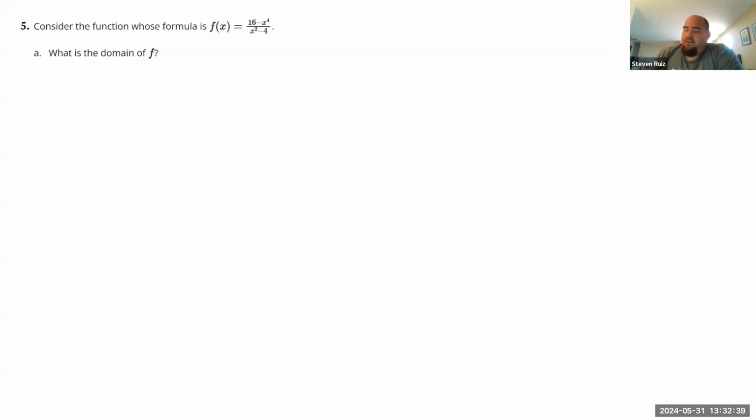Hey, everybody. Just wanted to walk y'all through question 5 from section 1.2 from the first homework. So let's go through this part by part. First question asks, what is the domain of this function?